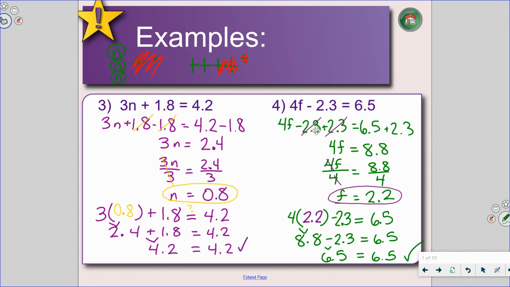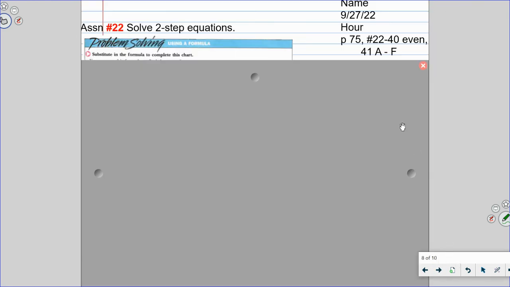Get rid of the constant negative 2 and 3 tenths, add 2 and 3 tenths, get rid of the coefficient of 4 second. The inverse of multiply is divide. Check by substituting in your number. So now we've gone through 2-step equations.